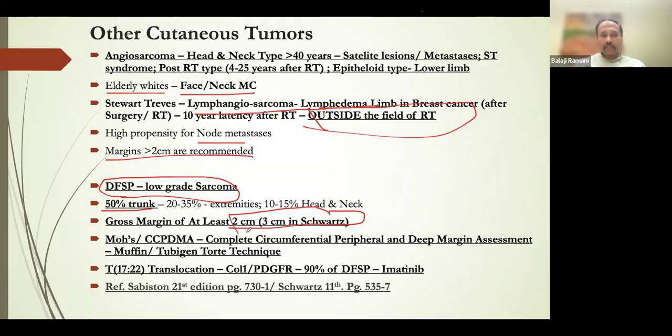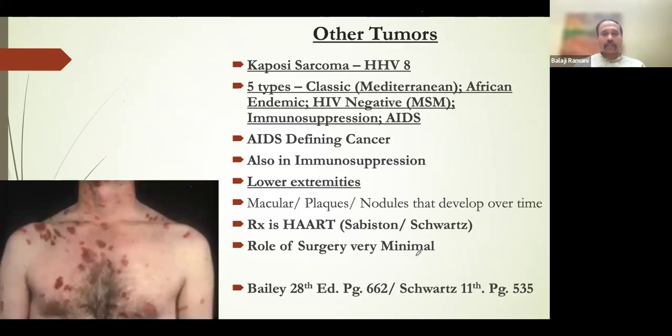So MOHS or CCPDMA, this is the one that I was referring to: complete circumferential, peripheral, and deep margin assessment, muffin technique, and the Dubin Torte technique. So those are techniques where you compress and you cover the deep margin. That is your muffin technique. And what you have is your translocation of 17;22. 11;22 happens in Ewing sarcoma. Here you have your 17;22 translocation. So the collagen receptor with the PDGFR is there, and that is the reason why it responds to imatinib as well. In DFSP, there is a good response to imatinib as well.